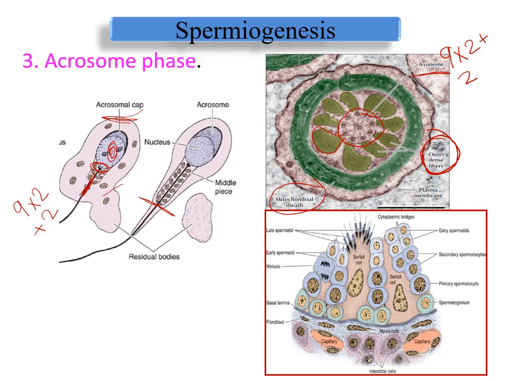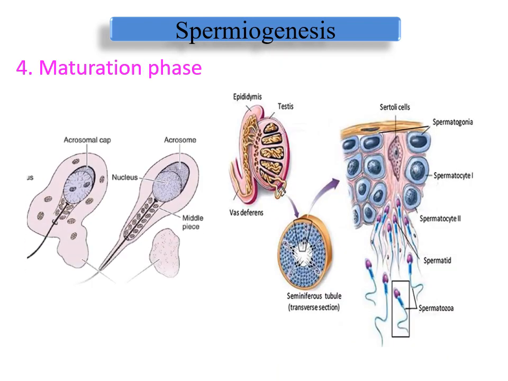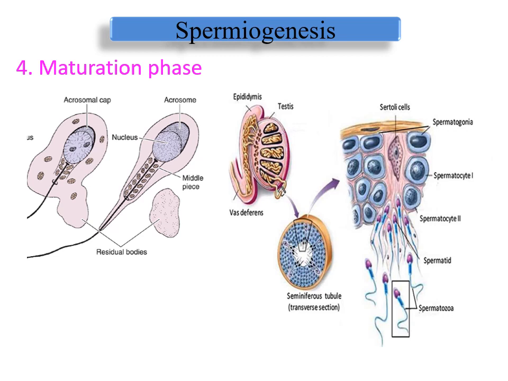Any excess cytoplasm would be present in the posterior region, and it would be called the residual body, and it would be phagocytosed by Sertoli cells. For the maturation phase, the Sertoli cell phagocytoses the residual body, and the mature sperm become free from the Sertoli cell into the lumen of the seminiferous tubule. So once the sperm is free in the lumen of the seminiferous tubule, then the maturation phase has started.